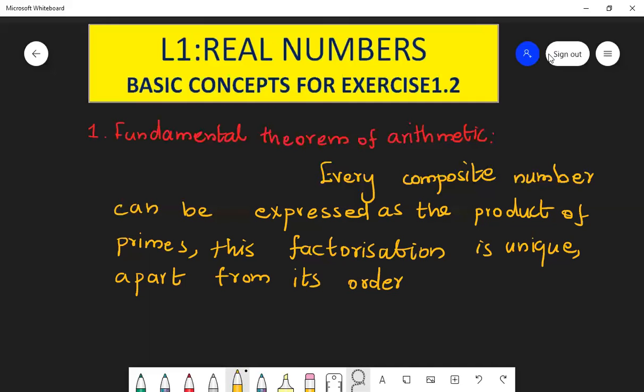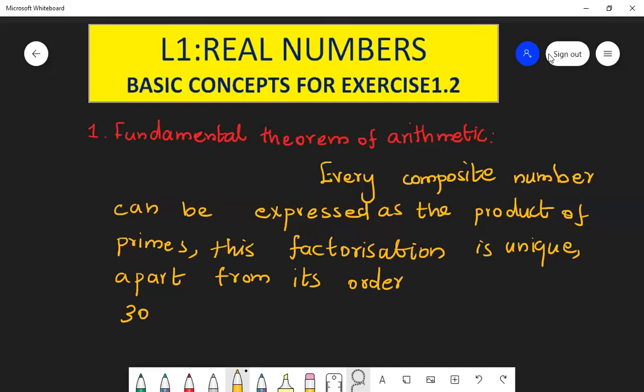Okay, this theorem says that if any composite number is given to you, you can express it as the product of prime numbers. Let us try with the number 30. 30 is a composite number. Composite number means it will have more than two factors, and a prime number will have only two factors, the number itself and 1. So 30 we are going to express as the product of primes.